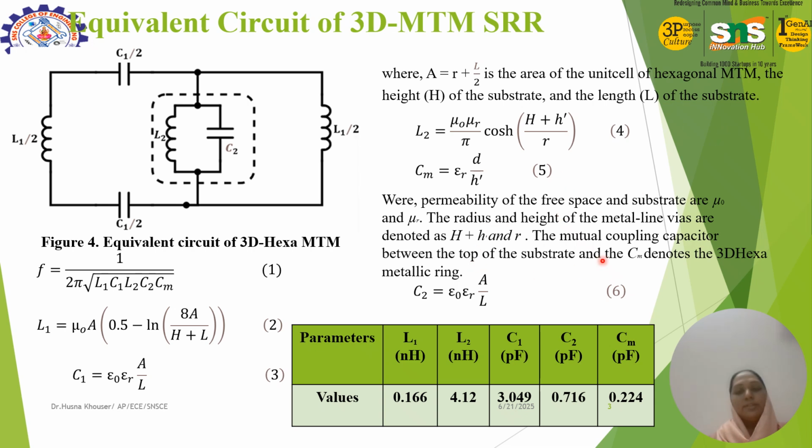The radius and the height of the metal wires are denoted as h plus h dash and r, and there is a mutual coupling capacitance between the top of the substrate and the hexagonal ring, Cm, and we have made C1 and C2 almost the same. So here you can see the effective parameter extraction values of L1, L2, C1, C2, and Cm.